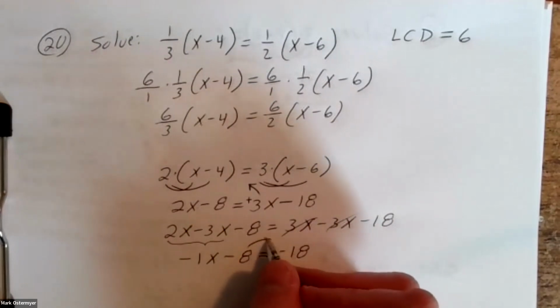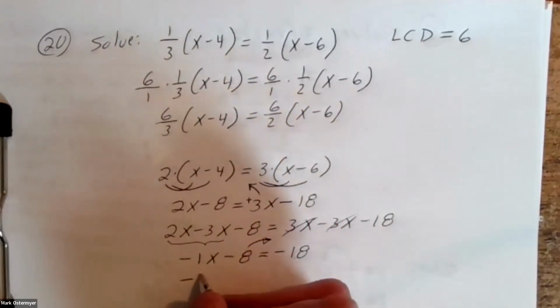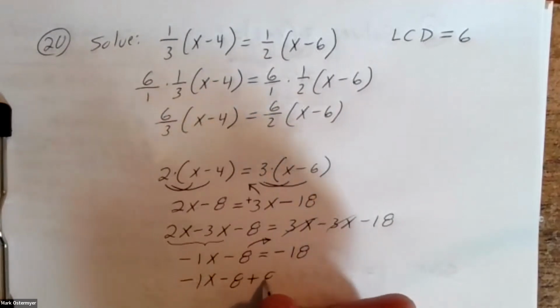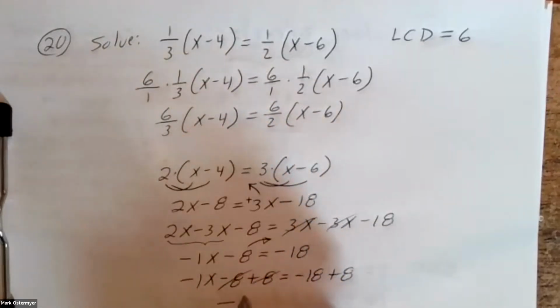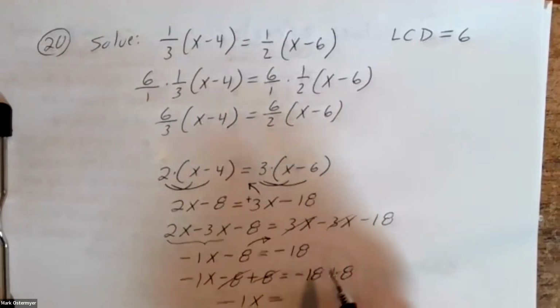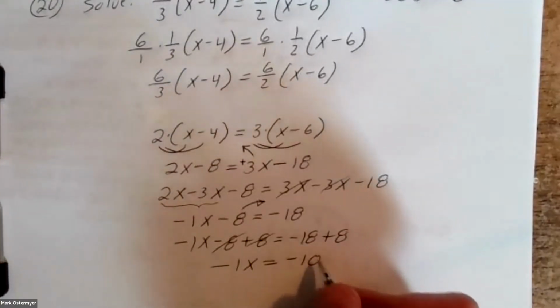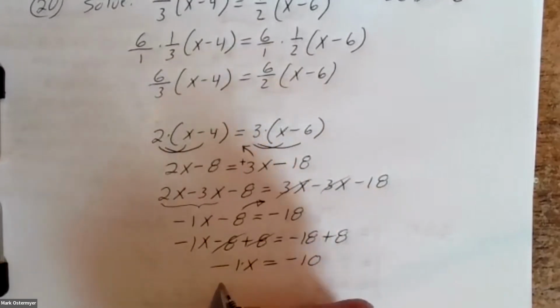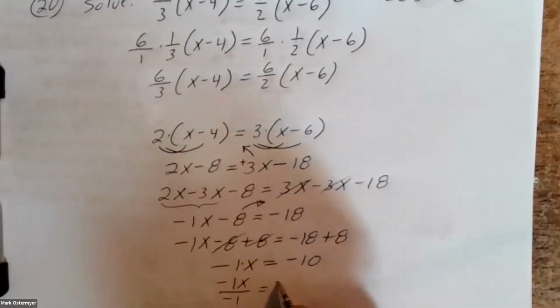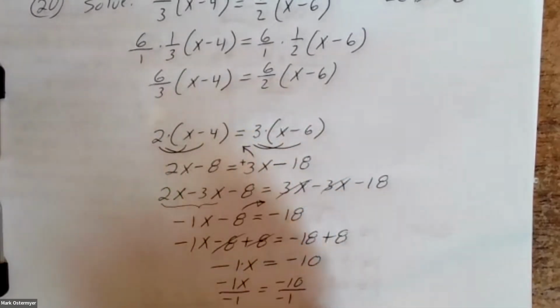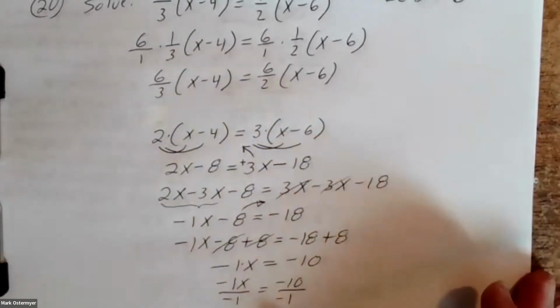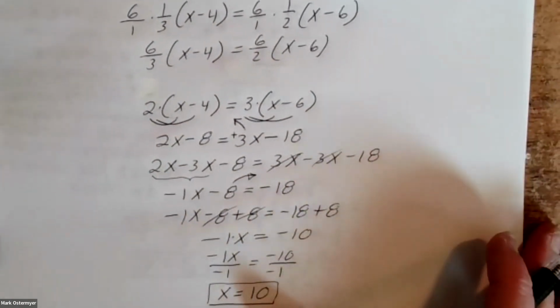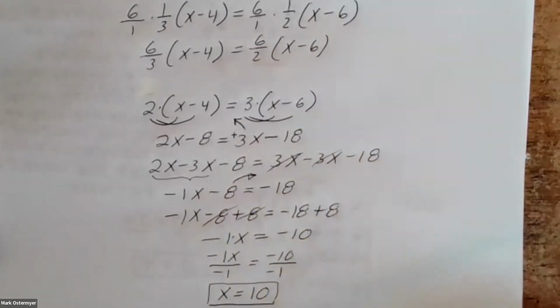Finally, continuing to separate, I'm going to move this constant term -8 to the right side by adding 8 to both sides. The 8's drop out on the left side to 0, leaving you with -1x. And -18 plus 8 on the right side is -10. Finally, we get x by itself by dividing both sides by -1. -1x divided by -1 reduces down to x, and -10 divided by -1 reduces down to 10. And that would be your solution to that equation there. X is equal to 10.